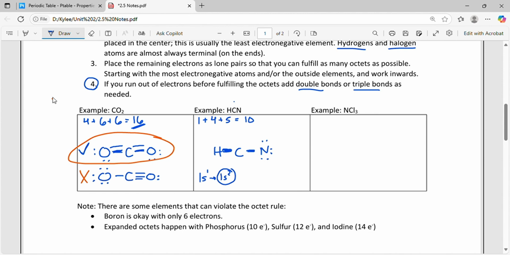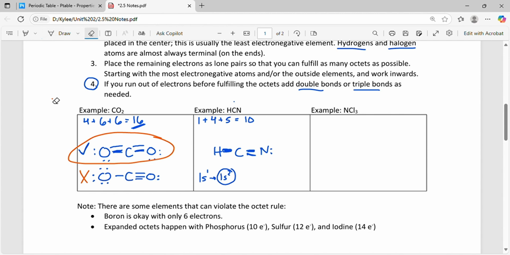So similar to what we did in the last example, I'm going to take 2, instead of making them a lone pair, I'm going to move them in and make a double bond. That helps me out a little bit but carbon still does not have an octet. It has 2, 4, 6 around it. And so I'm going to need to do that a second time. So I am going to take 2 more of the valence electrons and move them in and actually make a triple bond.